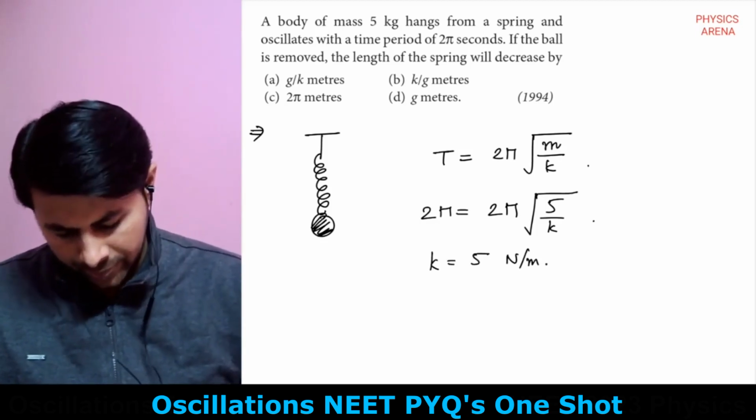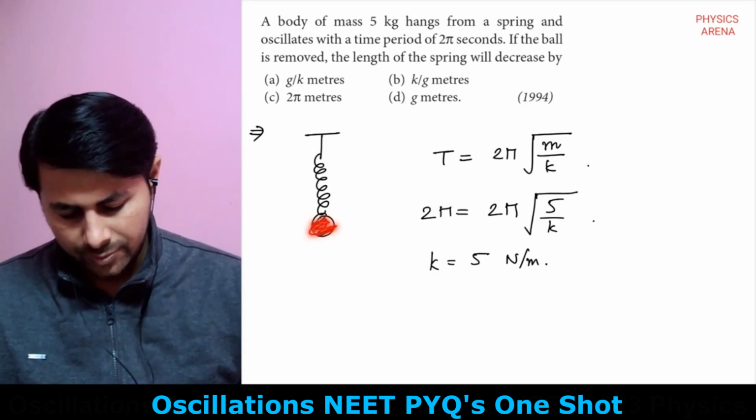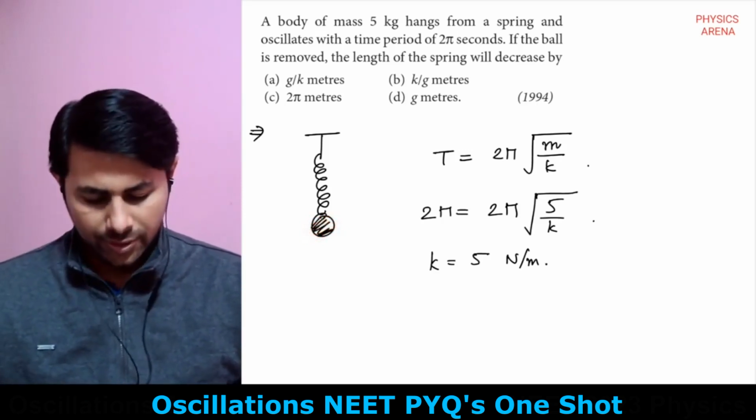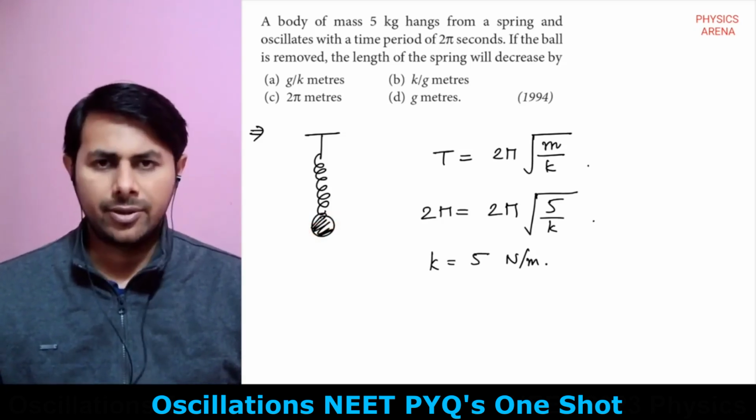Then if this ball is removed, the length of the spring will decrease by. So now in equilibrium, what will happen?